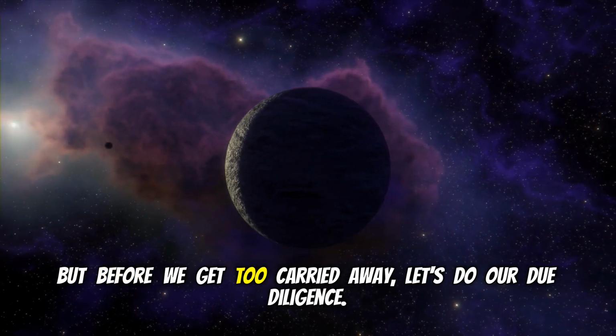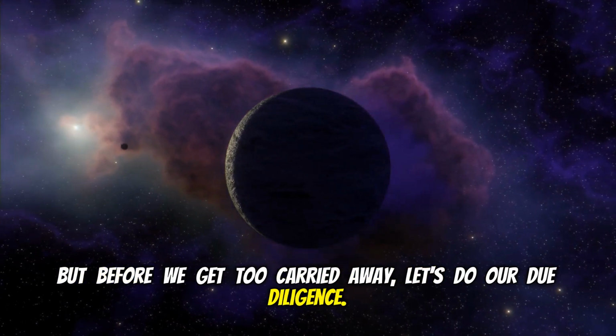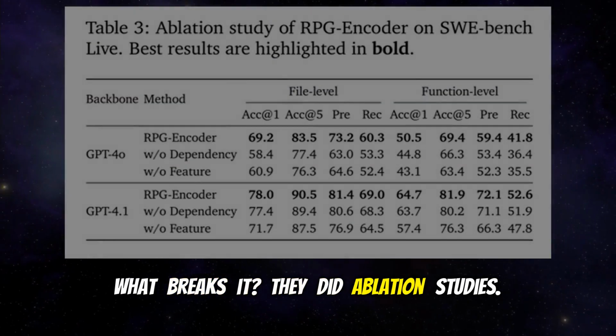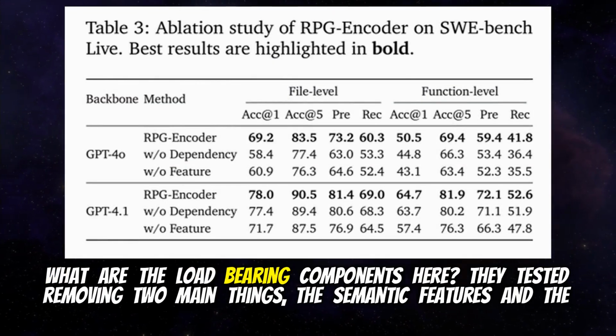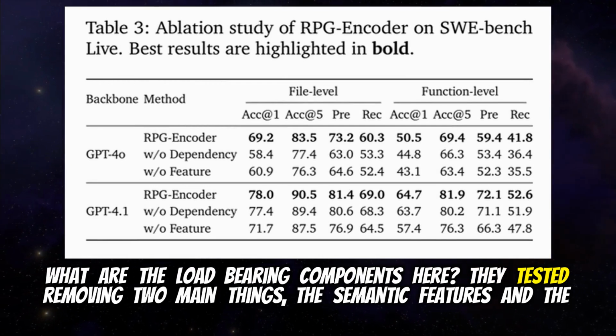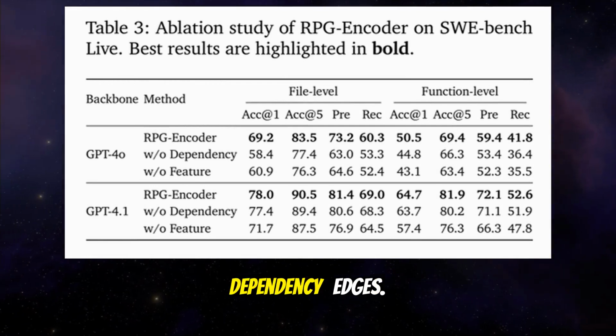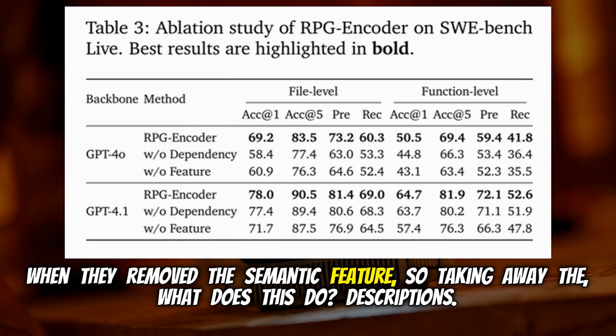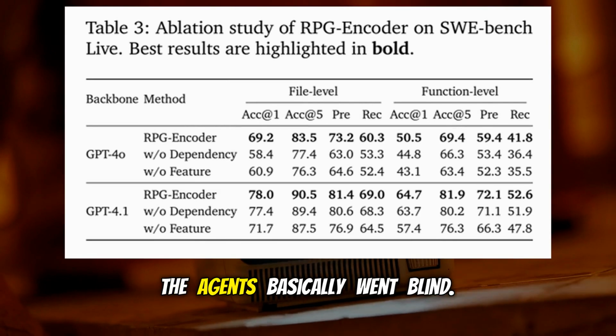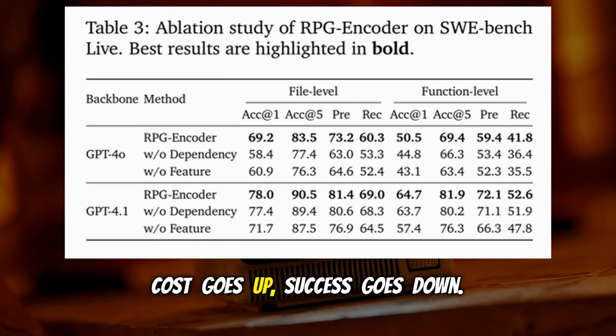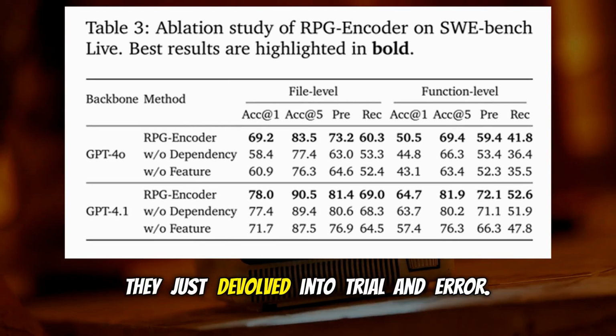But before we get too carried away, let's do our due diligence. What breaks it? They did ablation studies. What are the load-bearing components here? They tested removing two main things: the semantic features and the dependency edges. When they removed the semantic feature, so taking away the "what does this do" descriptions, the agents basically went blind. Cost goes up, success goes down. Way down. They just evolved into trial and error.